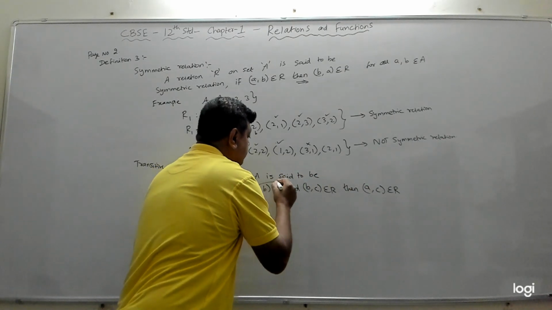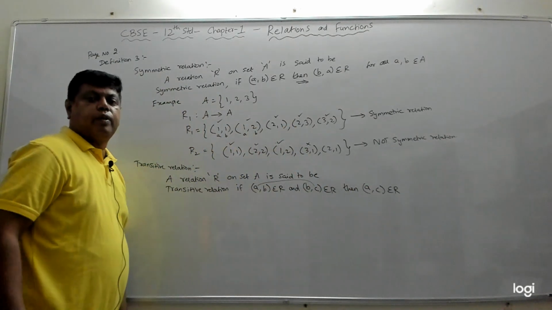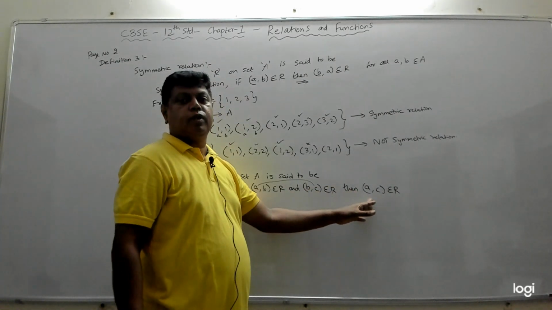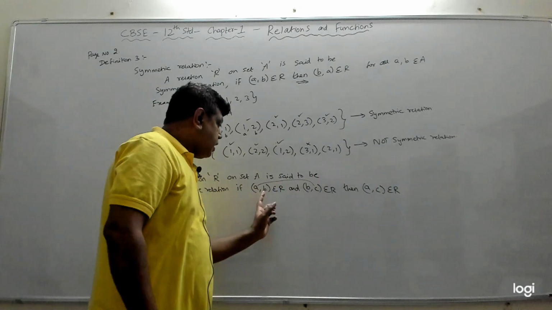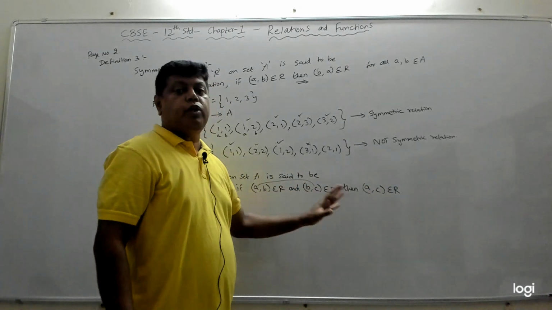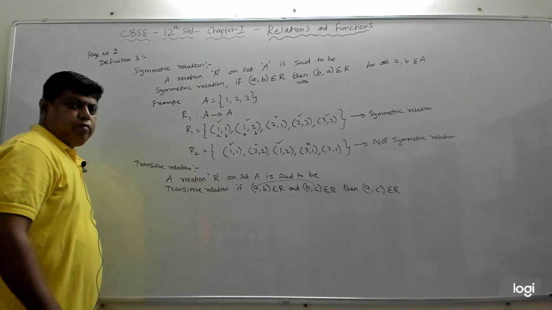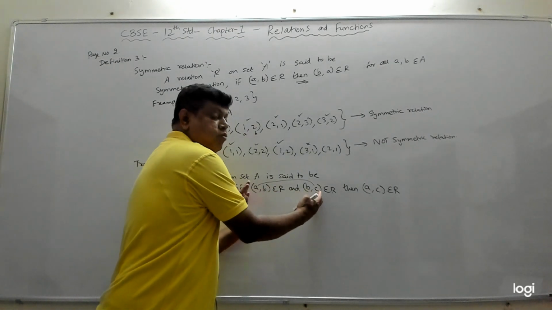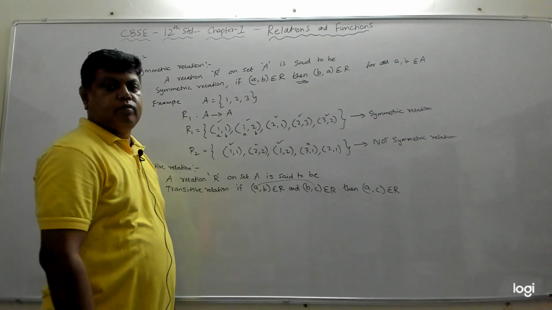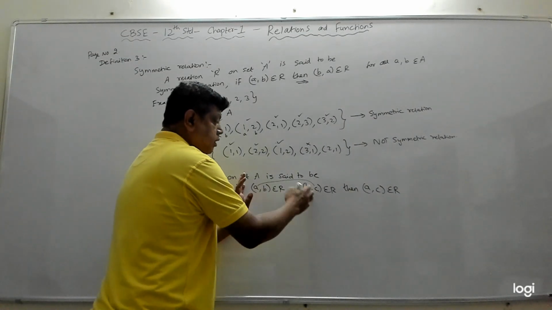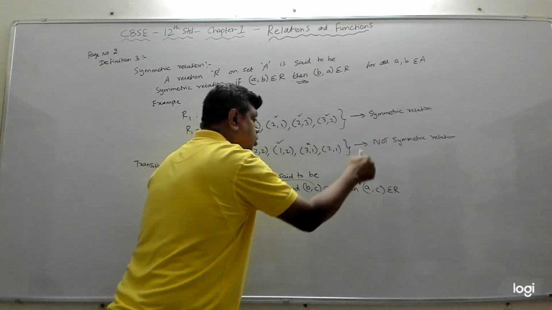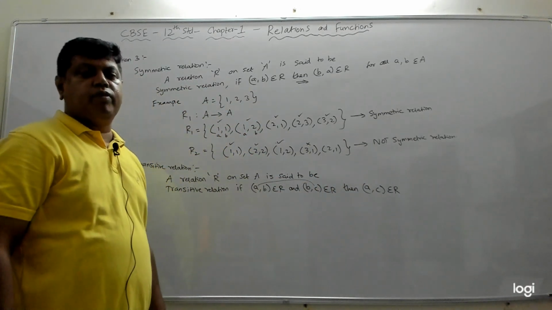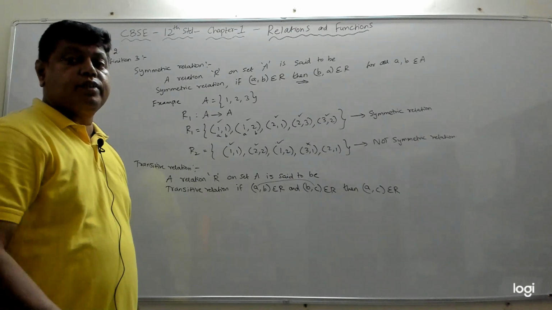A should be related to C. If that is also there, the third element, which is A comma C, then you call such a relation a transitive relation. It should be true for any two elements that you find like this in your set R. Any two elements like this, then the third element, which is A comma C, should also be in R. Then we call such a relation a transitive relation.